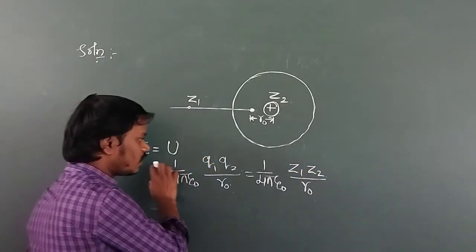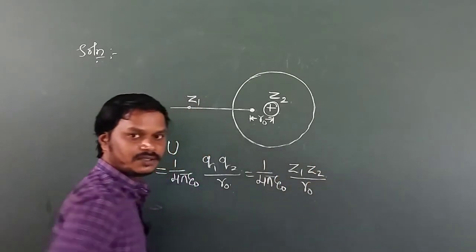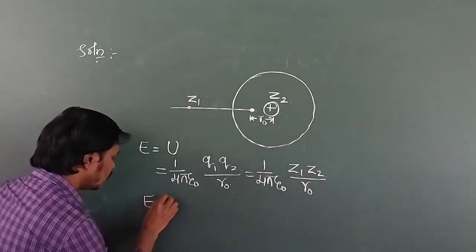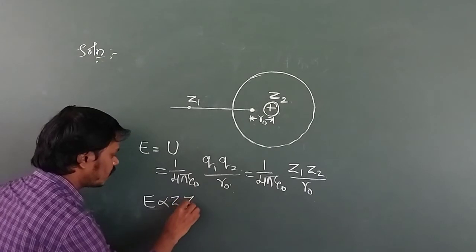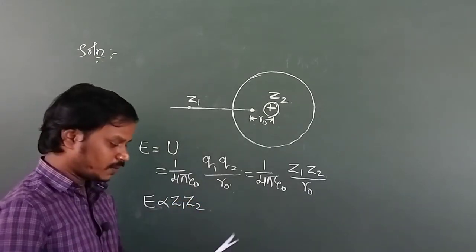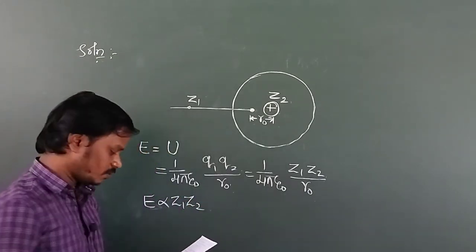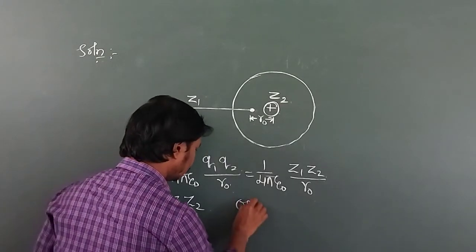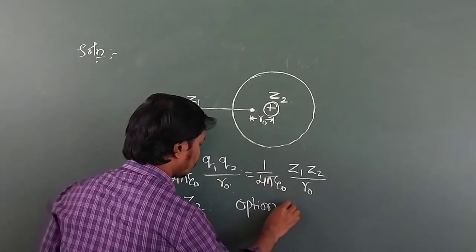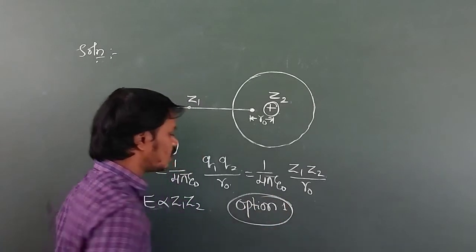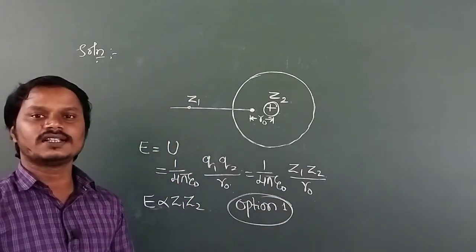See here, the energy is directly proportional to Z1 into Z2. Then the first option is the correct answer. Option 1 is correct. So this is about the solution related to the second question.